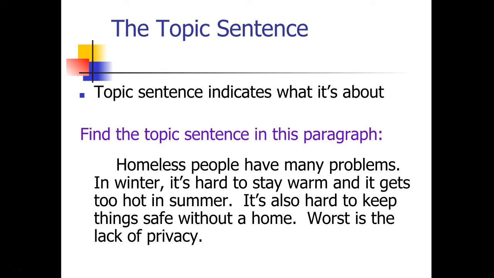So here's a paragraph we have for you. Let's see if we can identify the topic sentence in this paragraph. Homeless people have many problems. In winter, it's hard to stay warm and it gets too hot in summer. It's also hard to keep things safe without a home. Worst is the lack of privacy. Now, hopefully you said that the topic sentence here was homeless people have many problems. It's the most general statement in this paragraph.